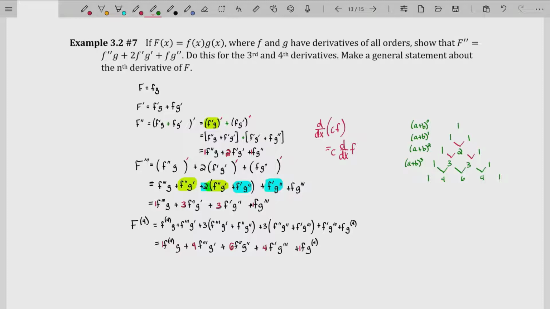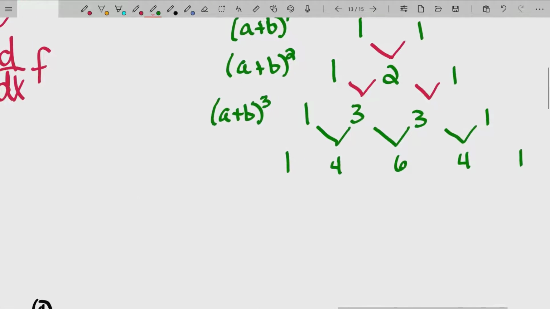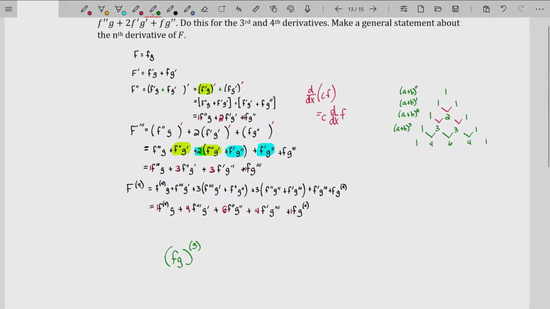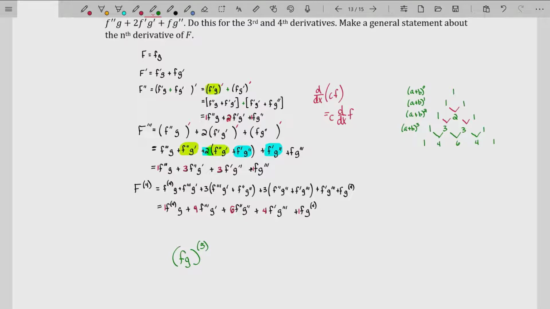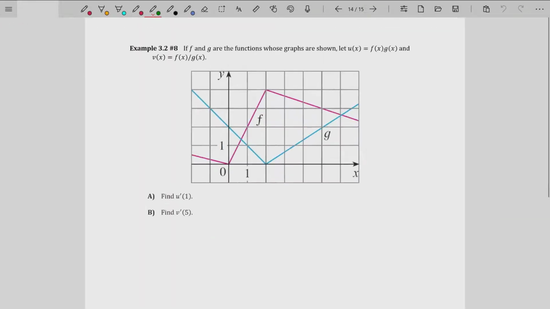If you have a product, so if somebody says I've got a product of functions, I don't care what it is, and you want to take the 5th derivative, I wouldn't just start there and take 1st, 2nd, 3rd, 4th, and then 5th derivative. I would write out Pascal's triangle so I can find out their coefficients, and I would know, okay, it's the first function, the 5th derivative of it, times the 2nd function, and then decrease the derivative order on the first function while increasing the derivative order on the 2nd function. It's a really cool way to take higher derivatives of products. Really cool problem. Let's see what else we have.